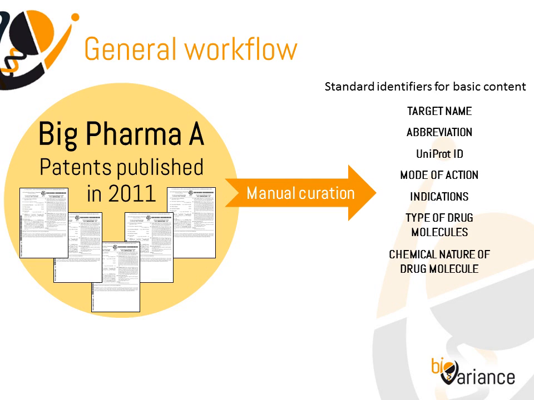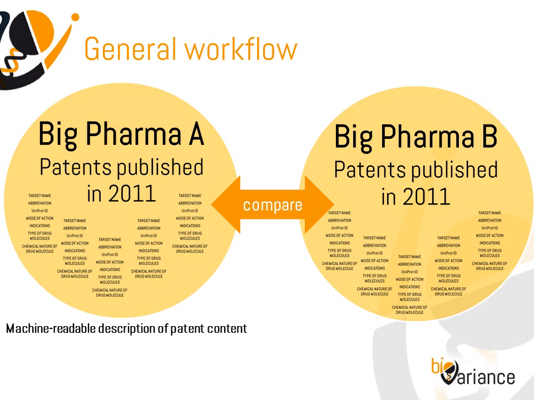So, starting from a big pharma company, we call it A here, we take all the patents they have published in 2011. And the information from this patent is manually curated into an Excel sheet that contains the standard basic identifiers as shown here, which are the target names, abbreviations, UniProt IDs, mode of action, indications, type of drug molecules, and the chemical nature of the drug molecule, all in standardized vocabulary.